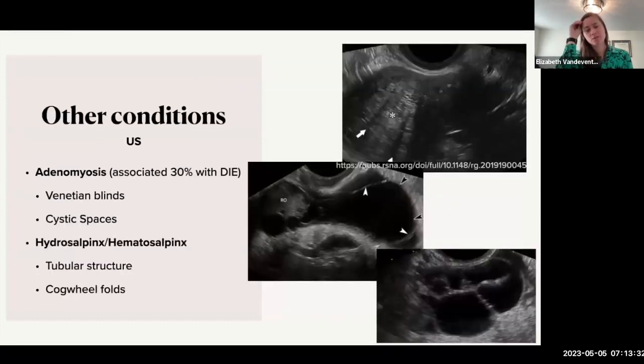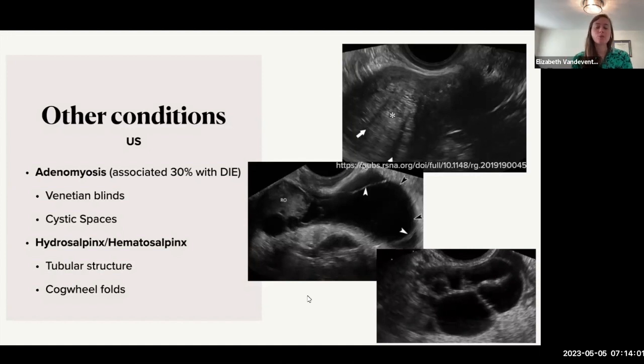There are a few other conditions that are not directly related to endometriosis, but are often associated with endometriosis. This includes adenomyosis. And so adenomyosis is essentially when the endometrial cells invade into the uterus. And on ultrasound, what we're looking for is typically an enlarged globular uterus. It has this characteristic Venetian blind artifact that you can see, sort of these rays of hypoechogenicity here. And then you look for internal cystic spaces as well.